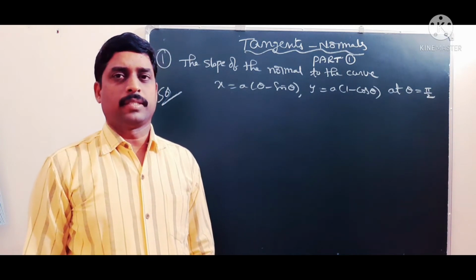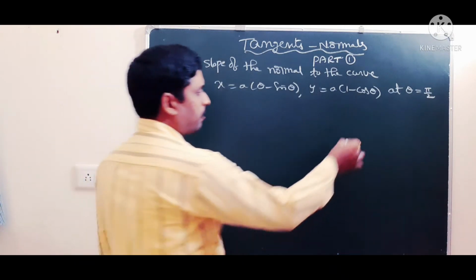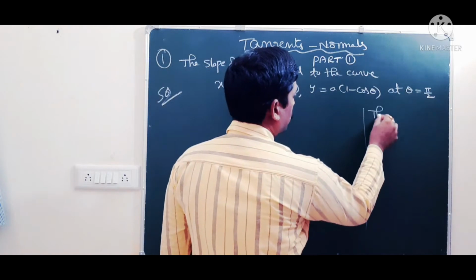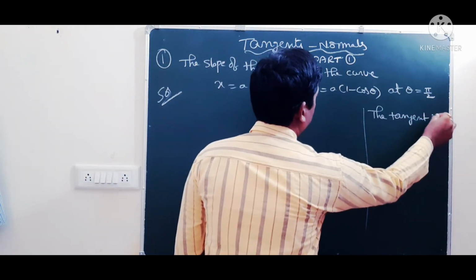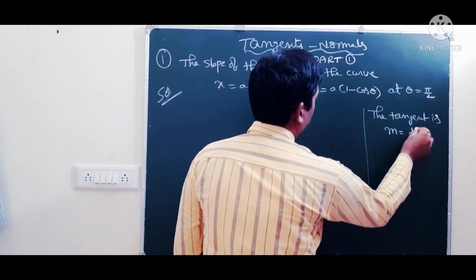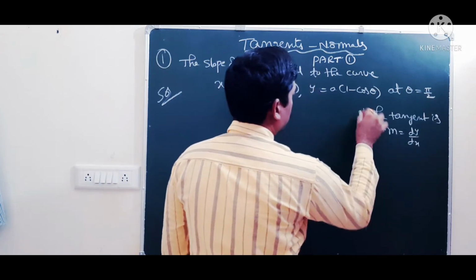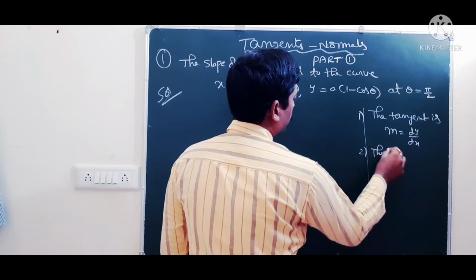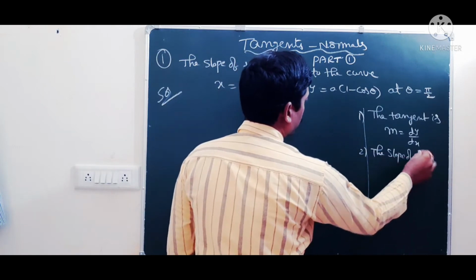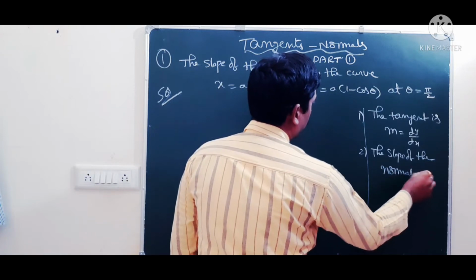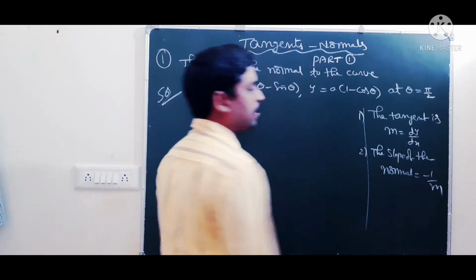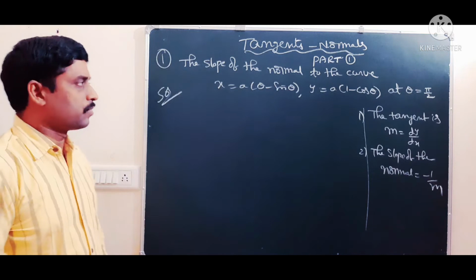The slope of the tangent. Okay, we have the slope of the tangent m equal to dy by dx. The slope of the normal is minus 1 by m. Okay, the slope of normal is minus 1 by m.